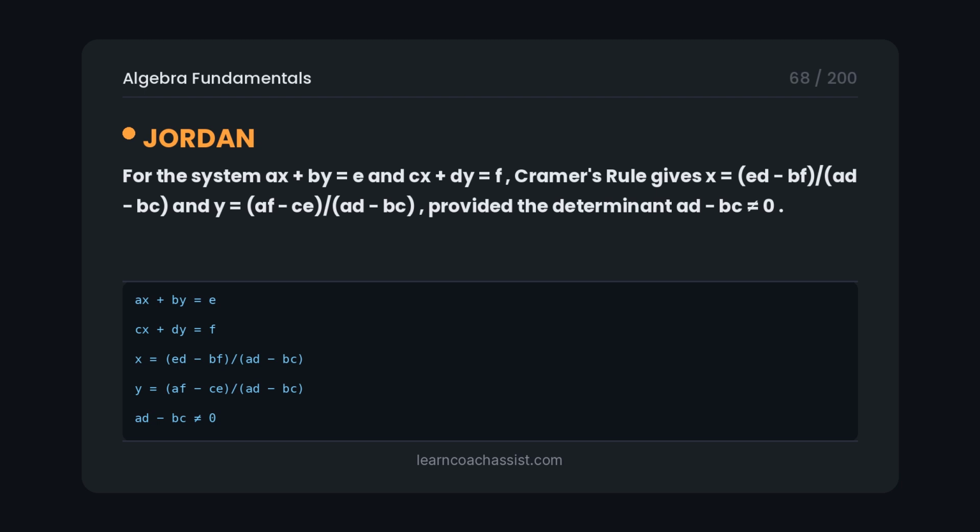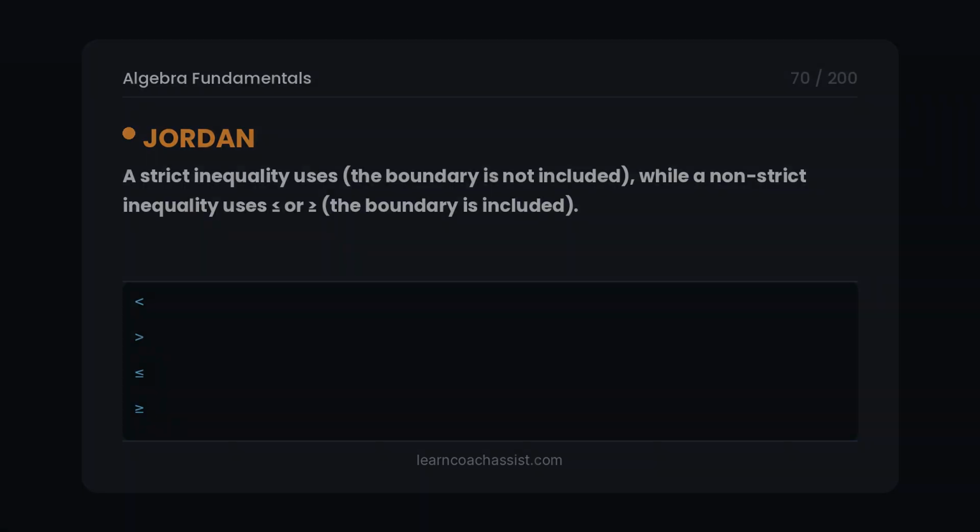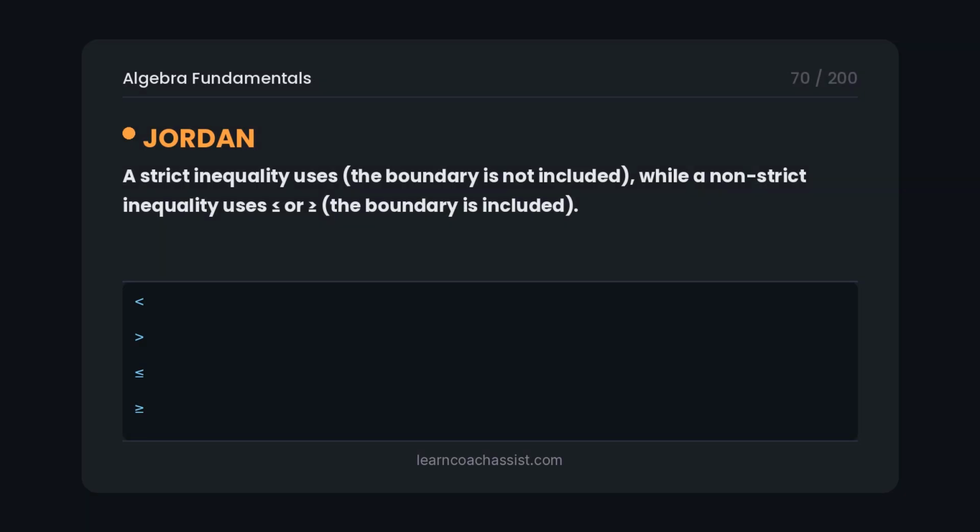What is the difference between a strict and non-strict inequality? A strict inequality uses < or >, and the boundary is not included, while a non-strict inequality uses less than or equal to or greater than or equal to, and the boundary is included.